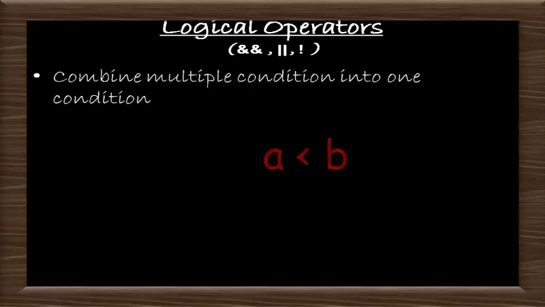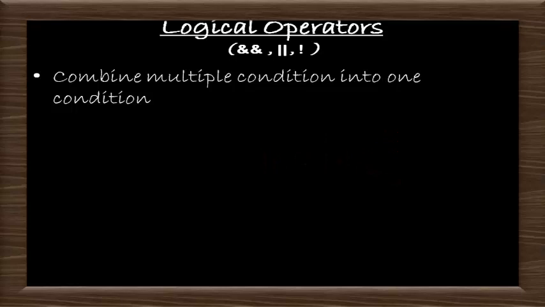Previously, in relational operators, we compared two operands, operand 1 and operand 2. If the condition is satisfied, the resultant value will be 1. If it fails, the resultant value will be 0. Similar to that is your logical operator also, but here we are going to compare two conditions.